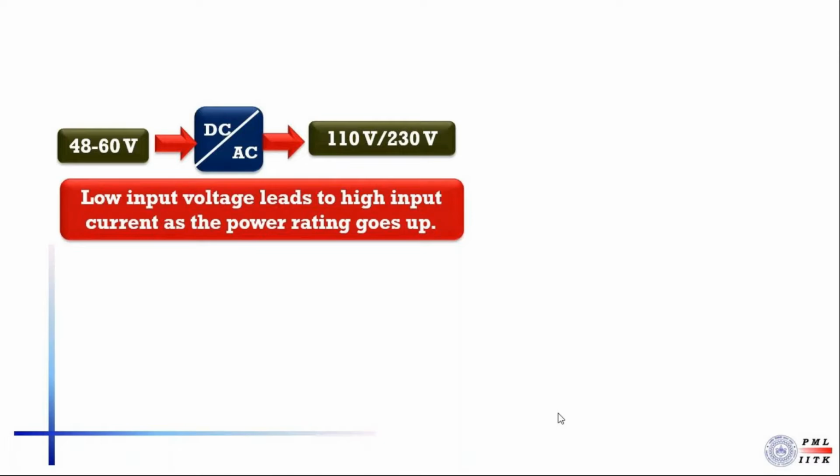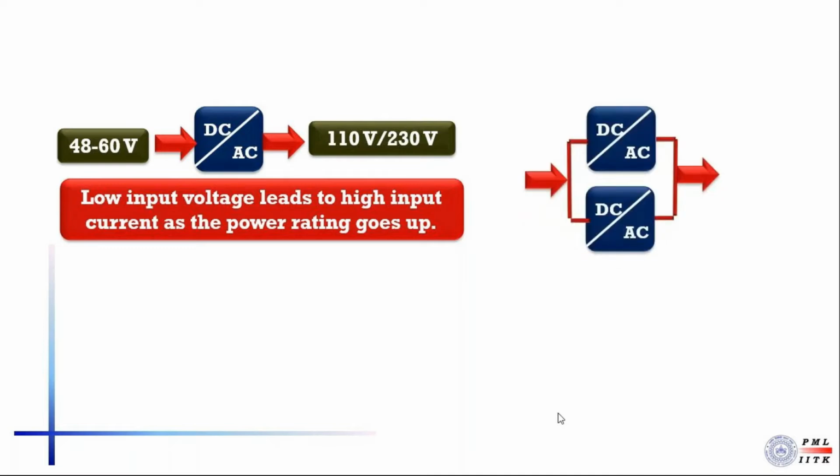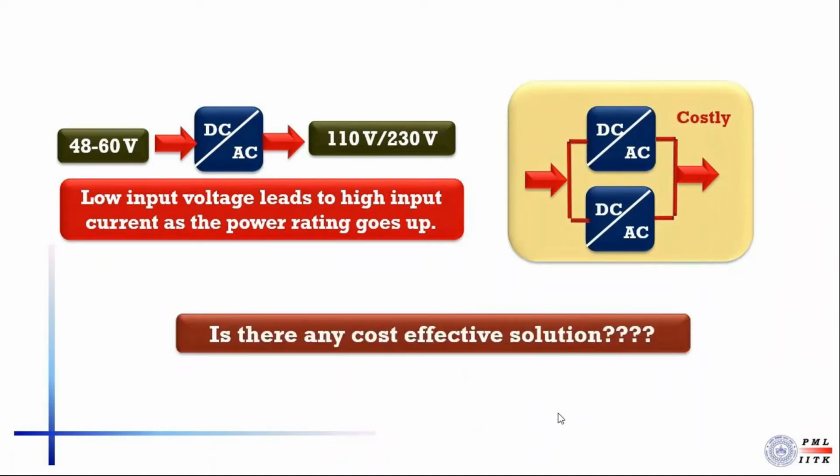So what is generally done to have an efficient power conversion is that two or more microinverters are connected in parallel, but this solution is not cost effective. Now the question is, do we have any other cost effective solution for this problem? So in this webinar, we'll try to find out the answer to this question.